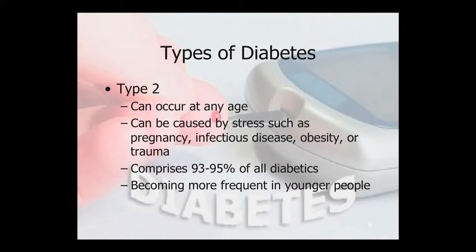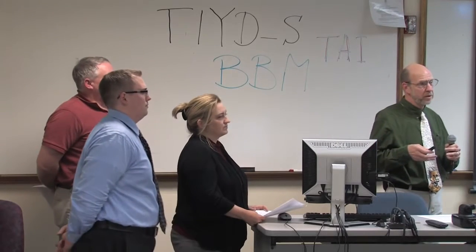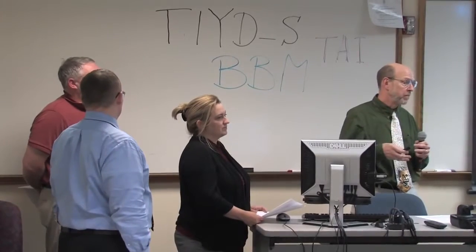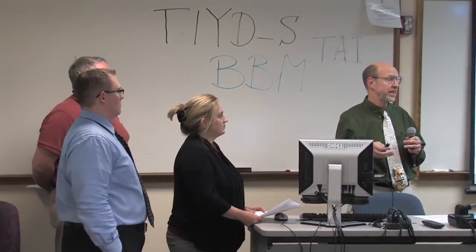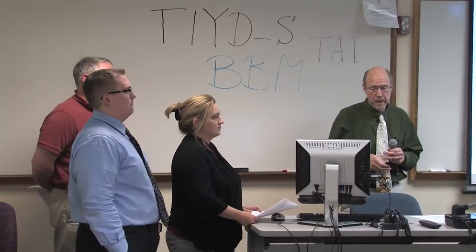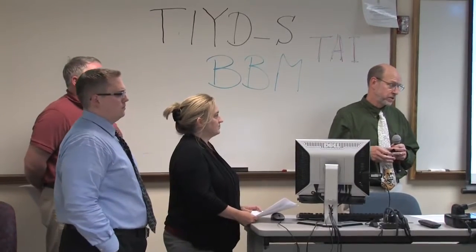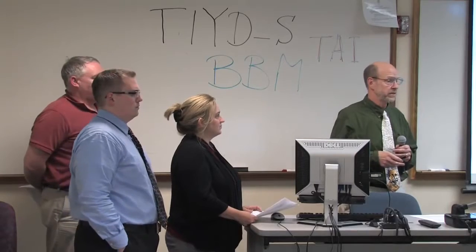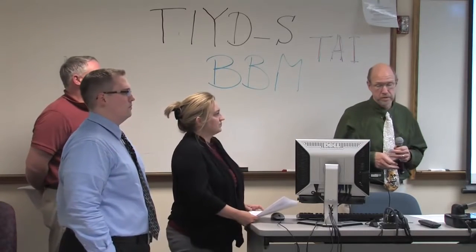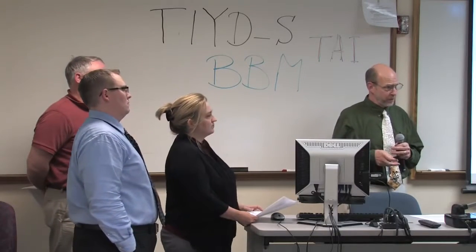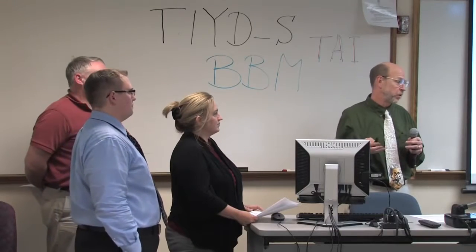Type 2 is a little different than type 1. Type 2 can occur at any age, and it can be caused by stress, pregnancy, obesity, and injury. Often you'll hear of women who are pregnant becoming diabetic, and they refer to that as gestational diabetes. It comprises 93 to 95% of all diabetics, so there's a huge number of diabetics out there in the world who have type 2. But it's becoming more frequent in younger people because of obesity.